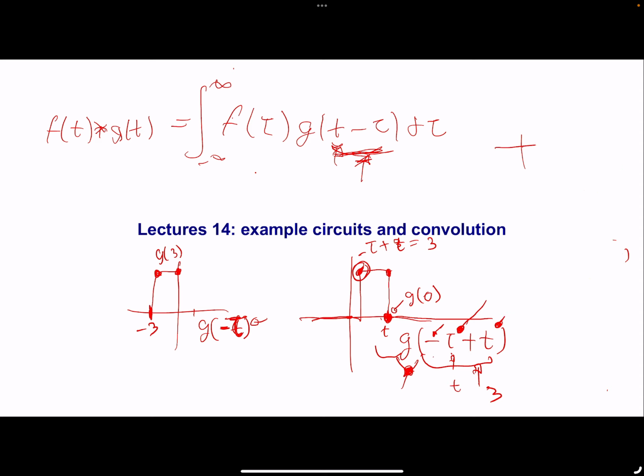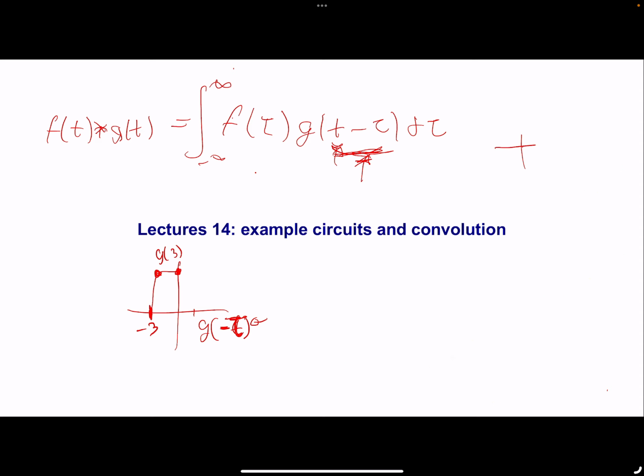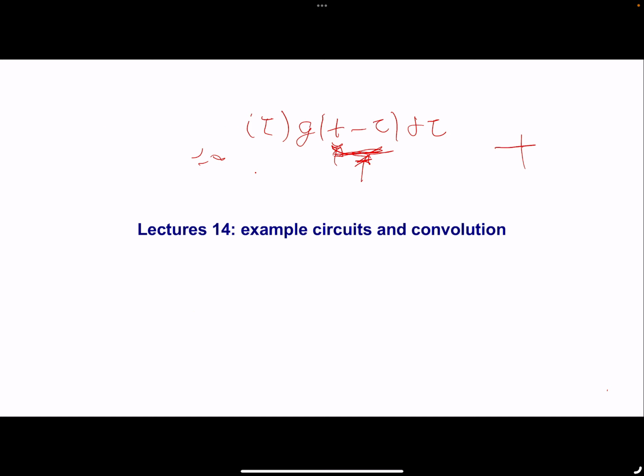For this class, I went over a lot of things in the previous class, and one of the most important things that I really want you to know when you do convolution is how to deal with this: the integral from negative infinity to infinity, u of t minus 5 convolved with u of t minus 3, which is equal to u of tau minus 5, u of t minus tau minus 3, d tau.